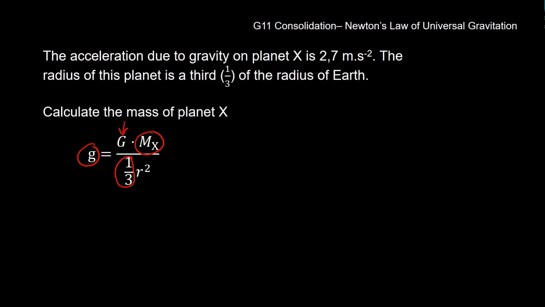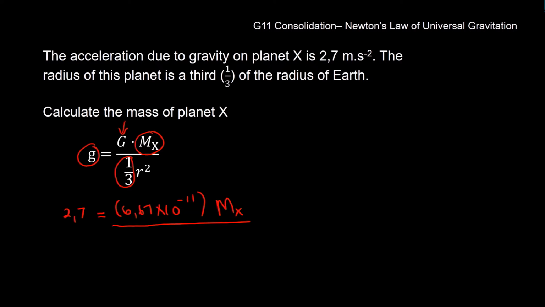So that third should not confuse you too much. We are going to substitute in 2.7 for gravitational acceleration. G we get from our data sheet, so it's 6.67 times 10 to the minus 11. What are we trying to find? We're trying to find the mass of this planet X. Okay, now what are we going to do?